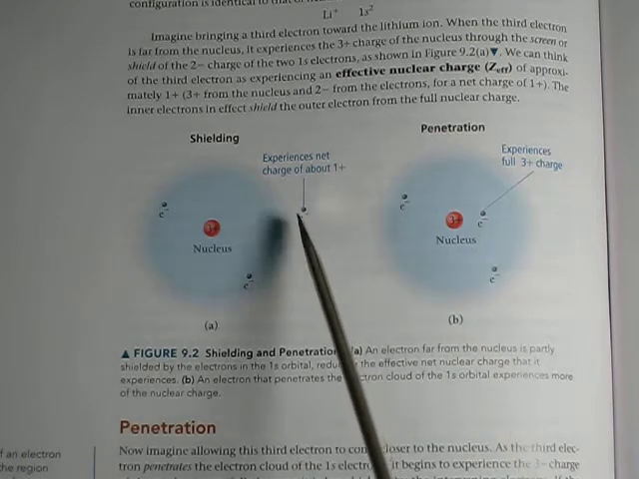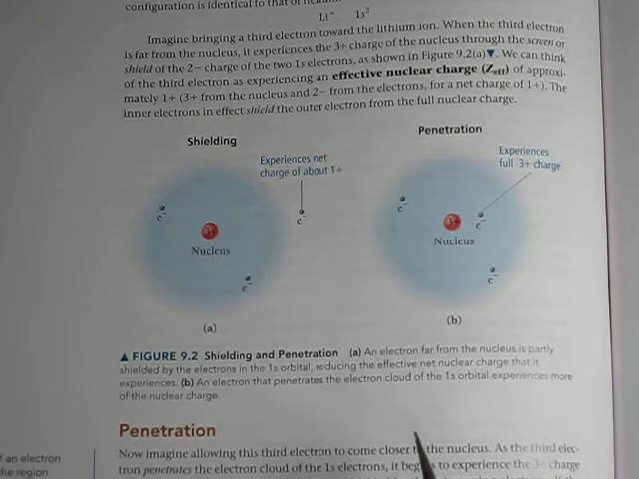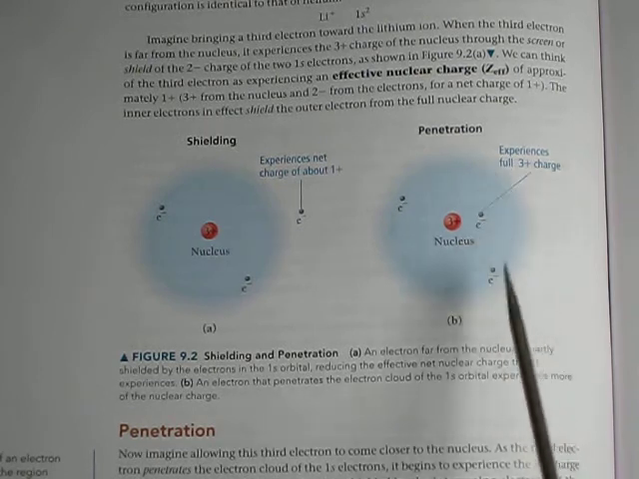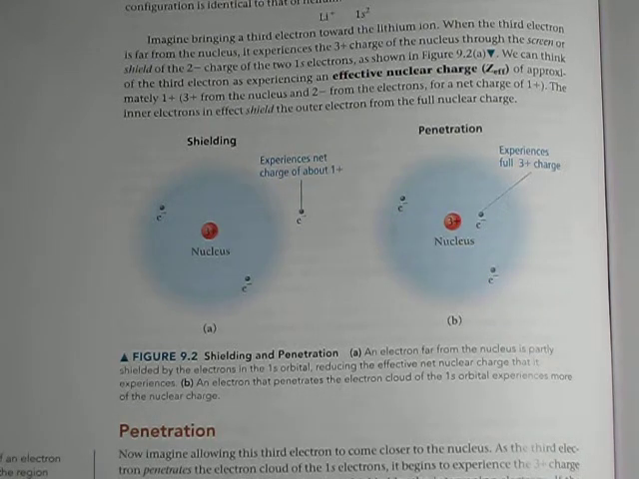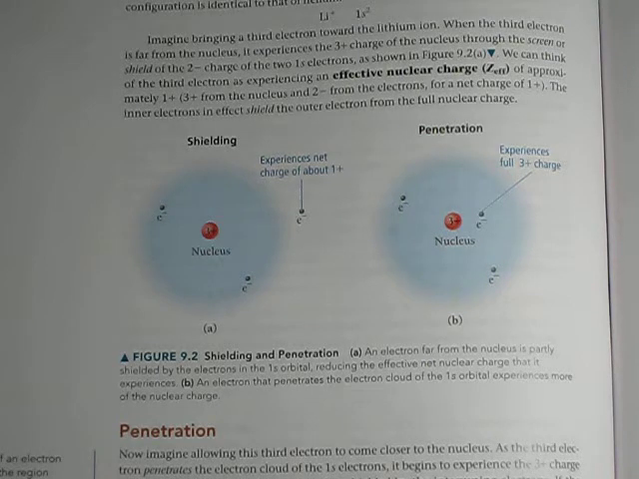Note, but if that electron were in very close, it would feel the full 3+ charge and be very attracted to that nucleus. We call that penetration. If the electron is very close to the nucleus, if it has penetrated the orbital such that it is close to the nucleus, then it really feels more of the positive charge.